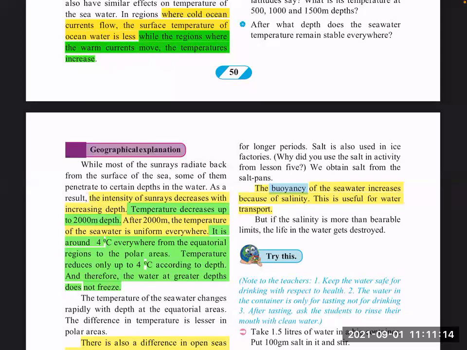But they have a solution. Don't worry about this. Just like the temperature, once we reach 200 meters depth, everywhere the temperature is 4 degrees Celsius, salinity also has some adjustable characteristics. We will learn about that. Okay, one minute.